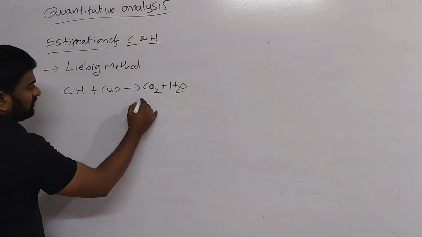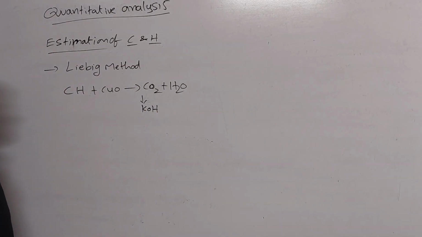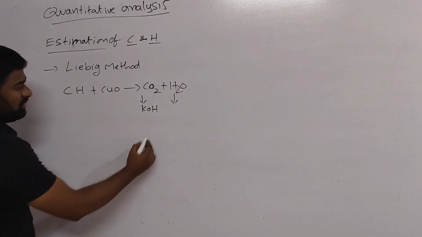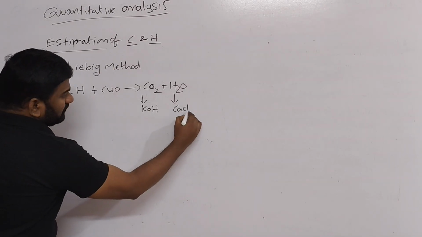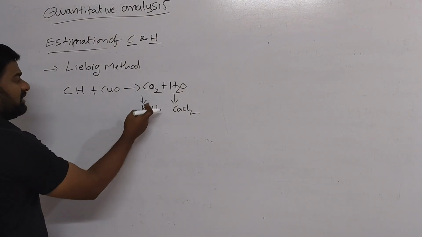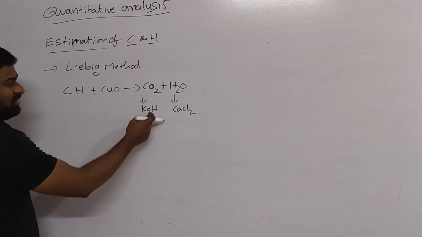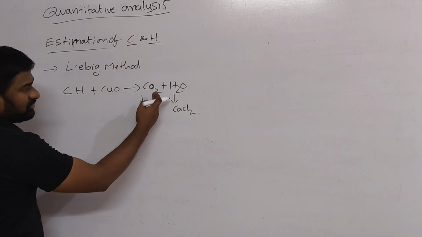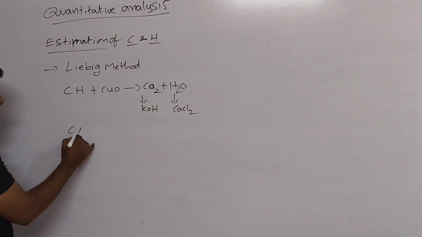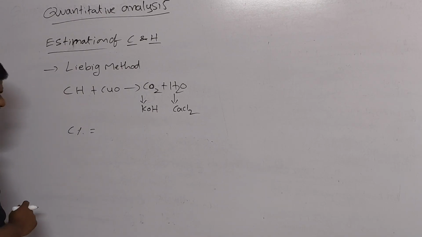This CO2 is absorbed in KOH, and this H2O is absorbed in anhydrous CaCl2. So CO2 is absorbed in KOH, H2O is absorbed in CaCl2. By absorbing in these two, we can calculate the weight of CO2 and the weight of H2O. Once the weights of CO2 and H2O are calculated, we can calculate the carbon percentage and hydrogen percentage.